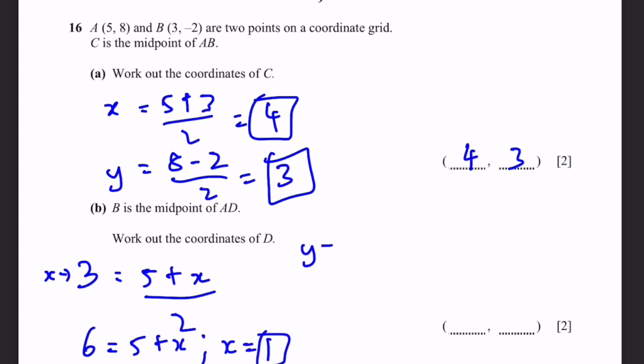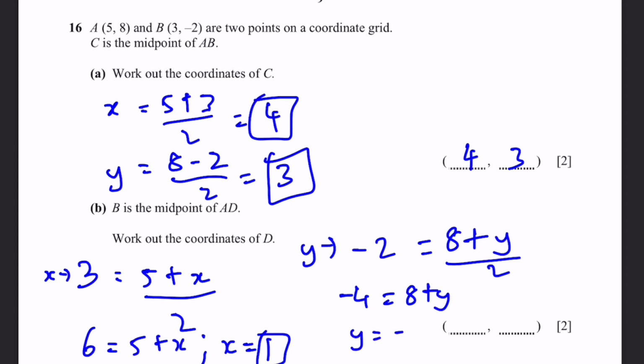Now the y value. For B here, the y value is -2. So -2 is equal to 8 plus y by 2. That means -4 is equal to 8 plus y. Y is equal to -12. So the point is (1, -12).